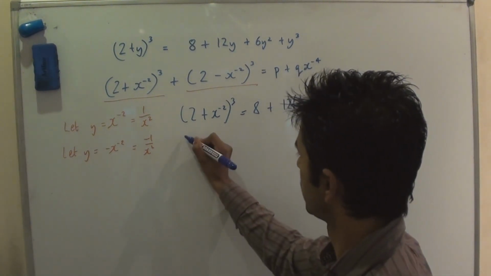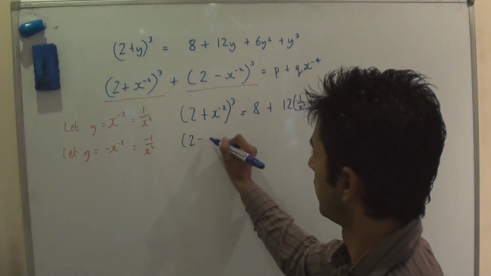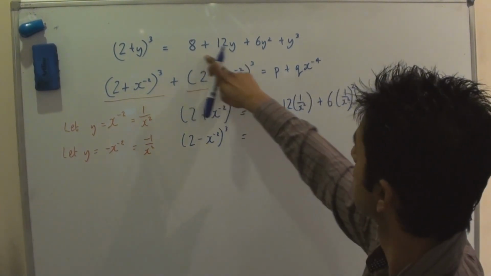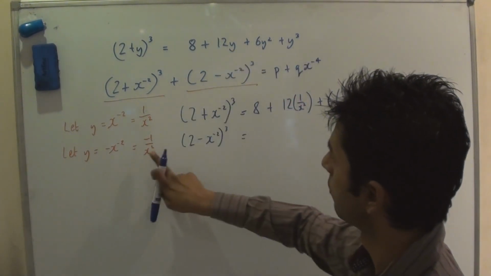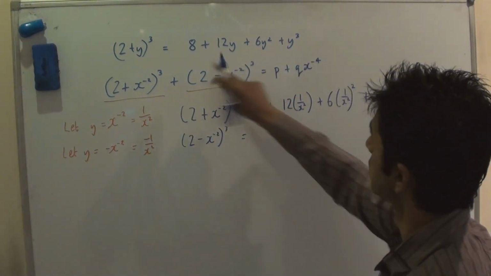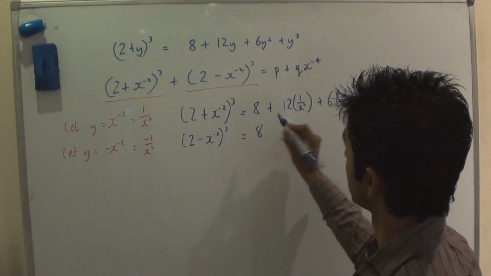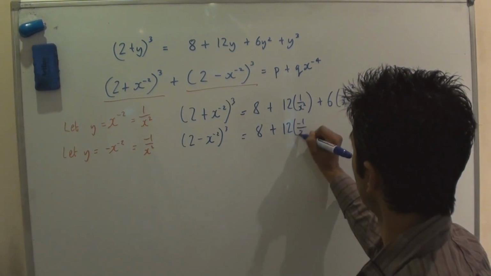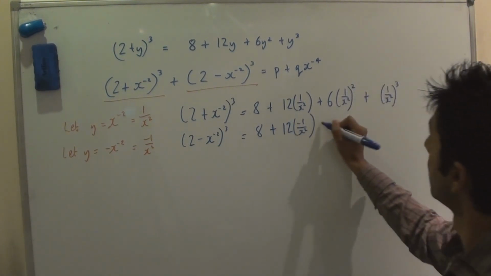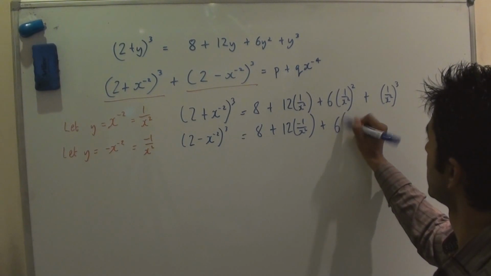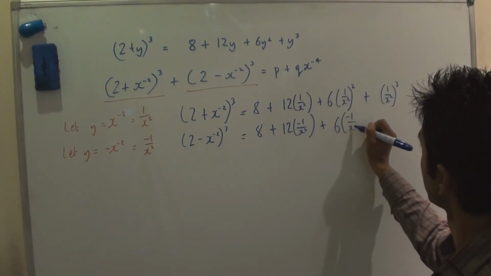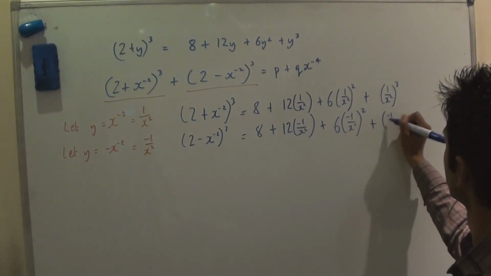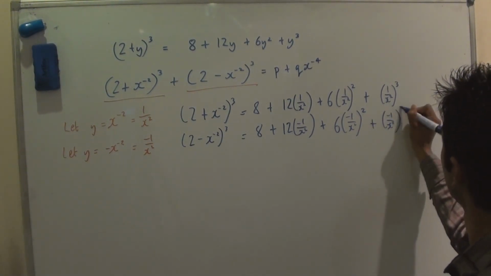So let's write out the expansion. Let's try and line them up exactly as well. So we have (2 - x^-2)^3. So we're going to replace the expansion of that, but instead of y, we're going to replace by minus 1 over x squared. So the first value is 8, that's fine. Then the next value is plus 12 multiplied by minus 1 over x squared, plus 6 times y squared, so that's minus 1 over x squared, plus minus 1 over x squared cubed.